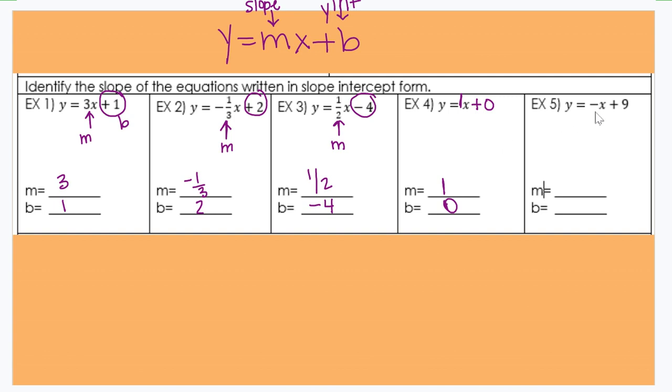Example 5, y equals negative x plus 9. So in this case, we have a negative sign in front of x as the coefficient. So what number would that represent? It's not just negative, but it's negative what? Negative 1. And then our y-intercept is a positive 9.